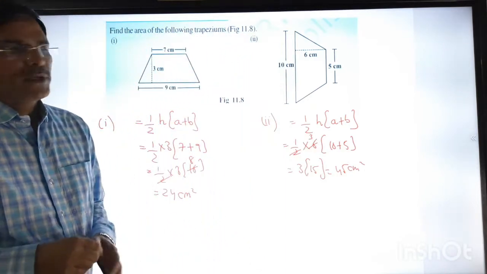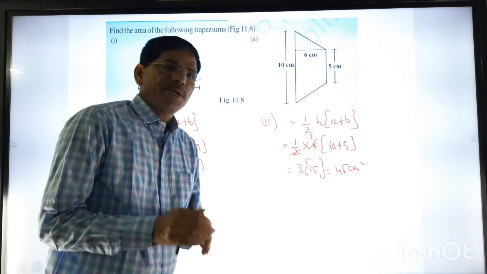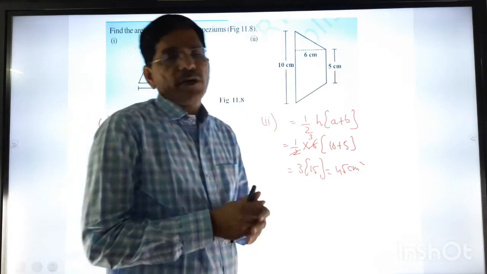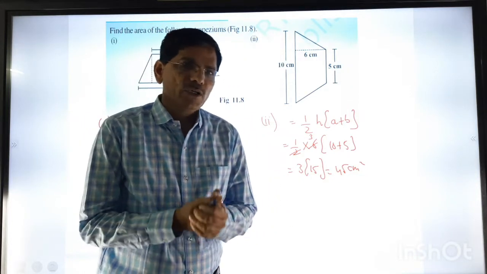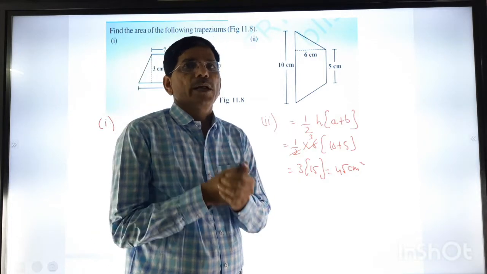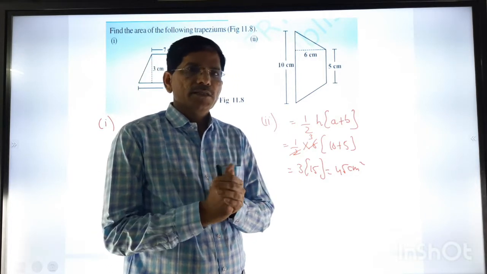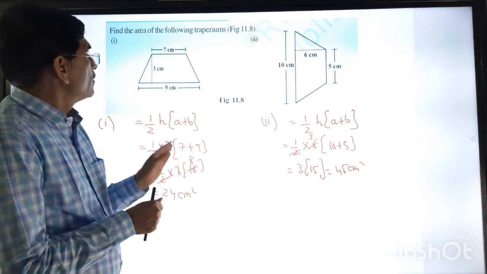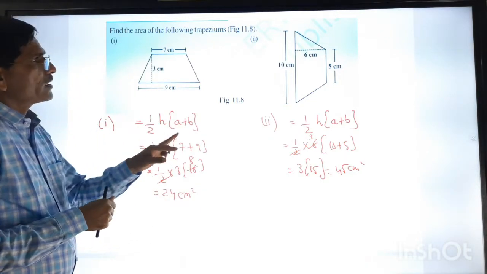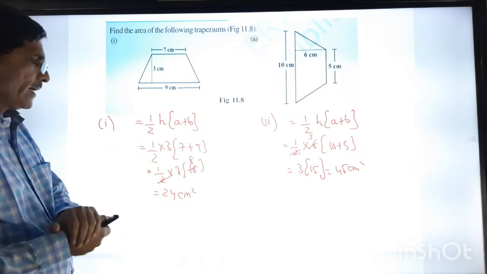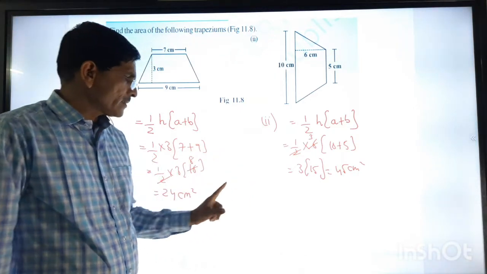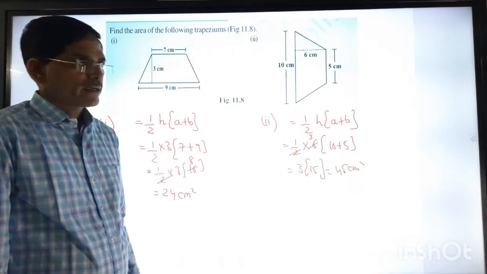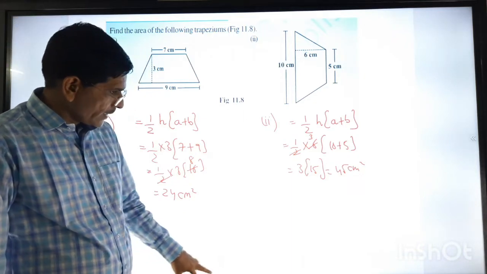So to find the area of a trapezium, it is always easy. Everyone must learn it: half into h in bracket sum of two parallel sides, that is a plus b. So two figures are already there and you have the answer. Compare your answer with it. If you get the same answer, it means you are correct. Now next question.